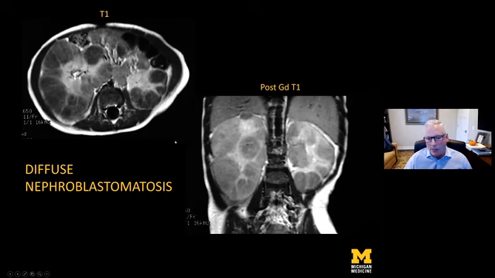this is diffuse nephroblastoma. Were you to biopsy these, they would be precursors to Wilms tumor. They would be large nephrogenic rests, and you have to follow these patients very carefully because any of these can turn into Wilms tumor.